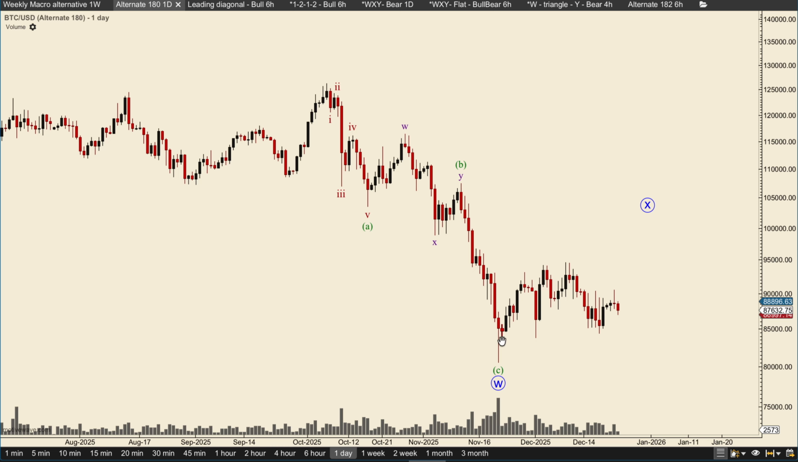But if we are looking at this scenario, we want a five-wave structure up to fake everyone out, grabbing the liquidity that is here, and then we have a five-wave structure down with a three-wave correction, and here is a very good place to look for a short position, looking for the zigzag coming down.